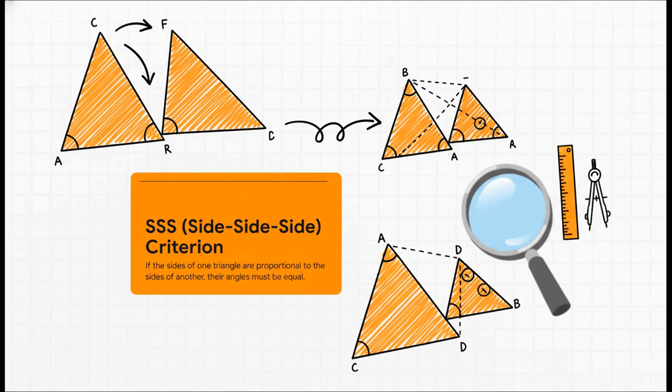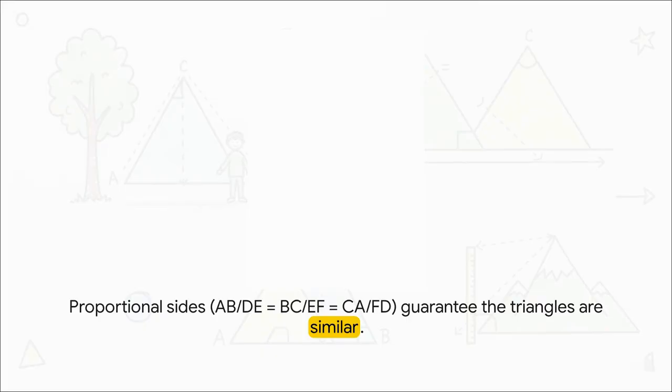All right, our next shortcut is side, side, side, or SSS. This is kind of the flip side of the coin. If you can prove that all 3 sides of one triangle are scaled by the exact same number to get the sides of the other triangle, then you know for a fact their angles have to be identical. Basically, when you stretch or shrink all the sides perfectly in sync, you're locking in the shape. You just can't change the angles without messing up those perfect side ratios.